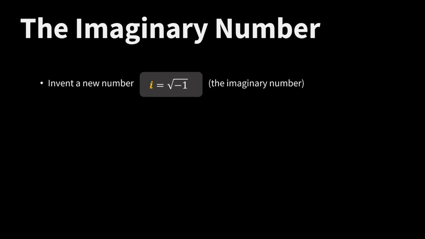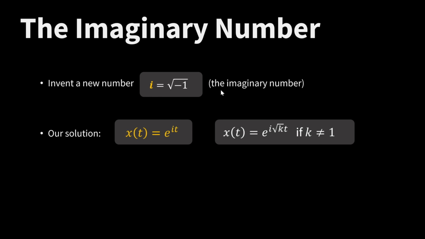a new number. We call this number i. It's the square root of minus 1. It's an imaginary number. Now we have a solution to our equation. x at position t is equal to e to the power of i t.